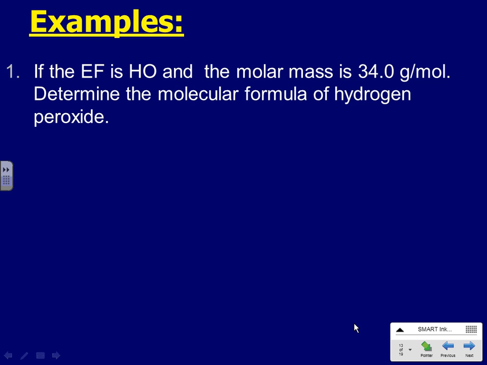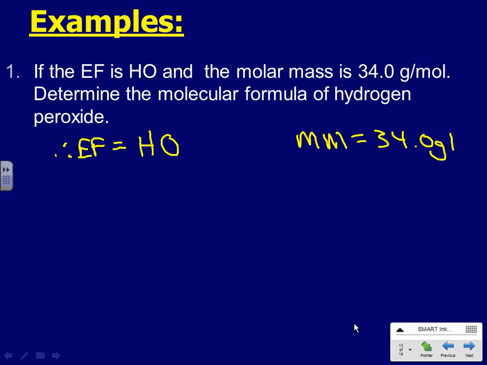So in this example, let's say we've done all of our calculations, and we get to the bottom of the question, and we write down, therefore, the empirical formula is HO. We got a 1-to-1 when we divided off those numbers, right? Remember doing that? We'll do another example to get our brains back into it. We're told that the molar mass is 34.0 grams per mole. We need to figure out how many of these empirical formula pieces fit in the entire molecule.